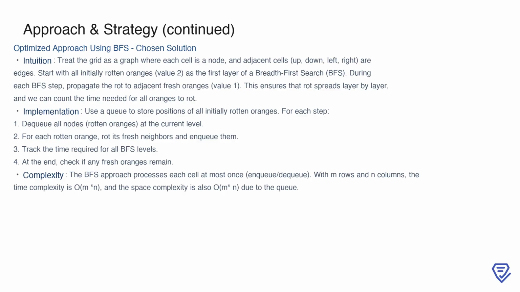The BFS approach is efficient, as each cell in the grid is processed at most once. This results in a time complexity of O(m*n), where m and n are the dimensions of the grid. The space complexity is also O(m*n), due to the queue used for BFS. This balance of simplicity and efficiency makes BFS an excellent fit for the problem.